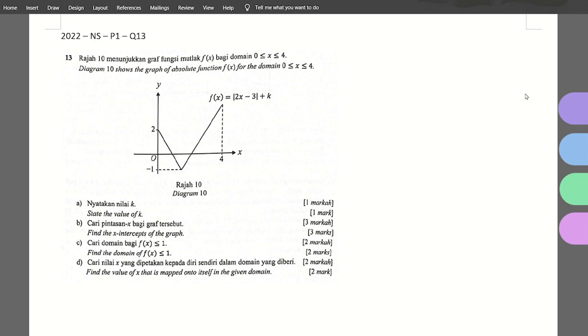So in this video we will look at 2022 Negeri Sembilan's paper 1, question 13. This is from Form 4 Chapter 1, Functions. Before we go on with this video, you can pause and try it by yourself first.